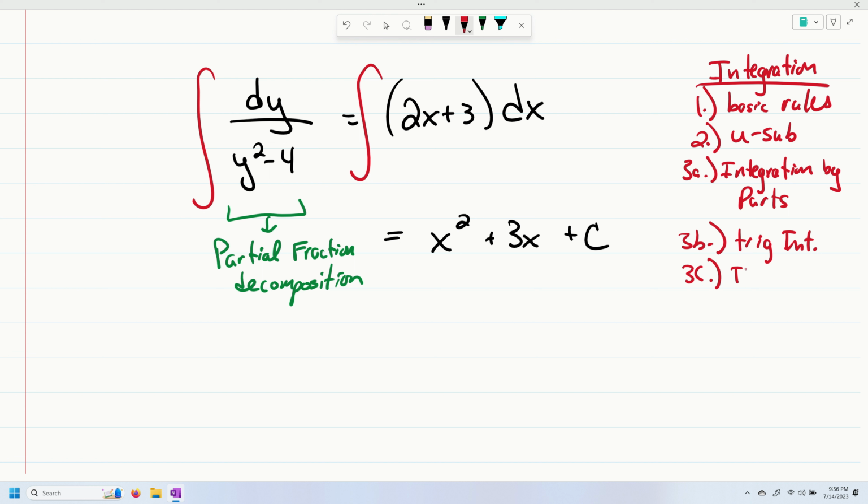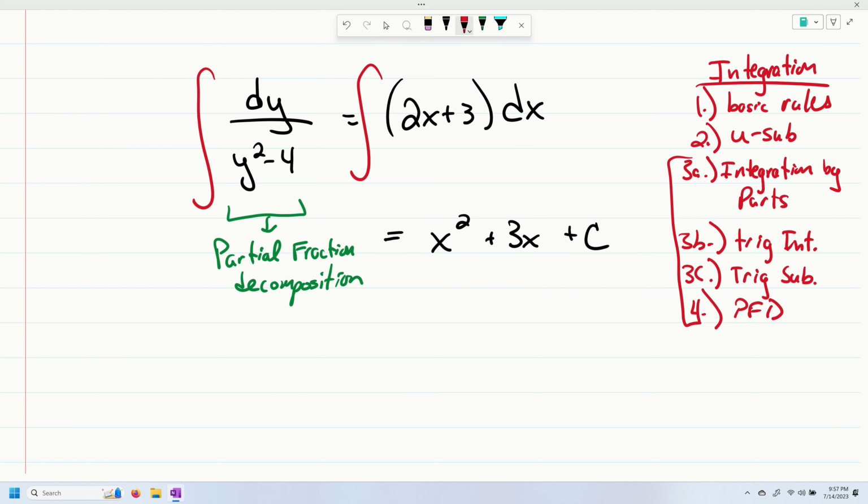3c would be trig substitution. 4 would be partial fraction decomposition. I mean, all these techniques kick in. And the thing is, this is what those right there, the 3a, 3b, 3c, and 4, that's everything we learned previously. And you better believe that they're going to appear from now until we are done with this semester.